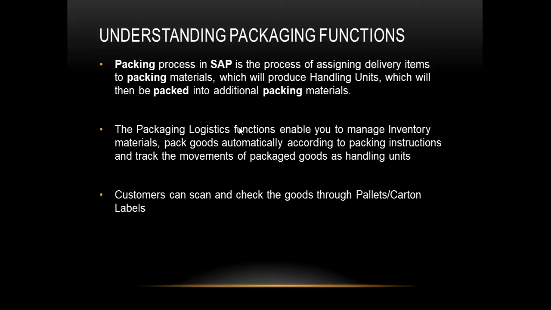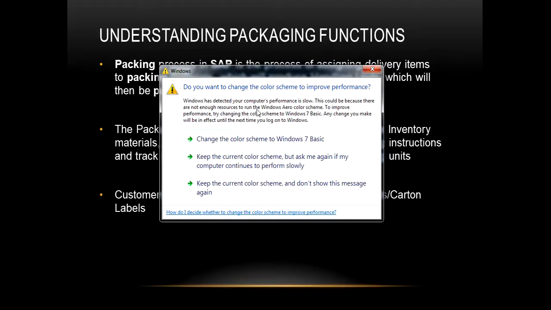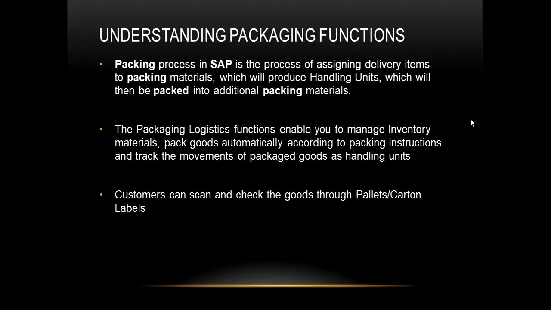So packing process in SAP is the process of assigning different items, delivery items, which could be either inbound delivery or outbound delivery, to packaging materials which will produce handling unit. So now packaging materials are different and handling unit is different. The material which is used to pack the finished product is called packaging material, whereas once it is packed, then it will become handling unit.